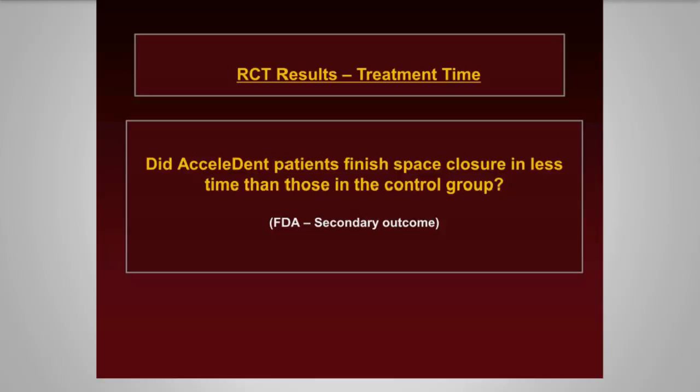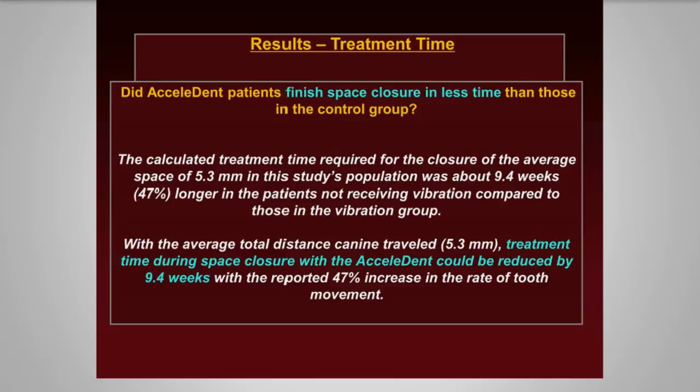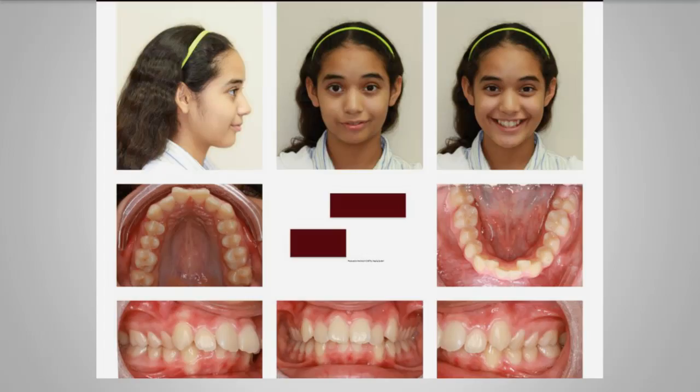Second question that arises was treatment time shorter at the end of space closure. Did the patient finish in the Excellident group faster than the patients in the control group? And the answer is yes. We can look right here. At the conclusion, the average distance the canine has traveled in our study of 5.3 millimeters, the treatment time during space closure was reduced with Excellident by 9.4 weeks. That is pretty significant clinically. We did not measure that particular parameter. We calculated it from the speed and rate of tooth movement and applied it to the group of patients.